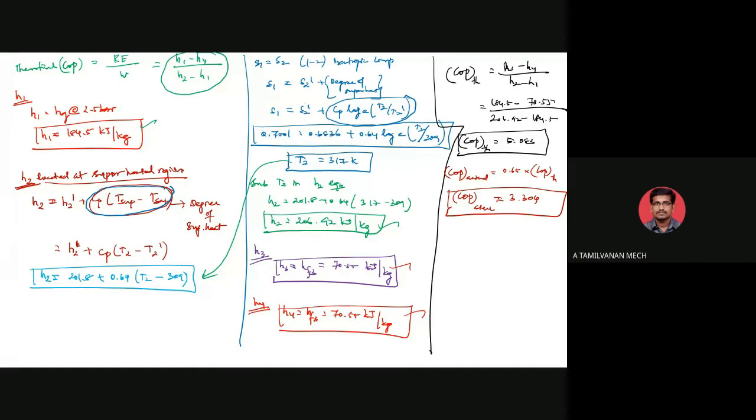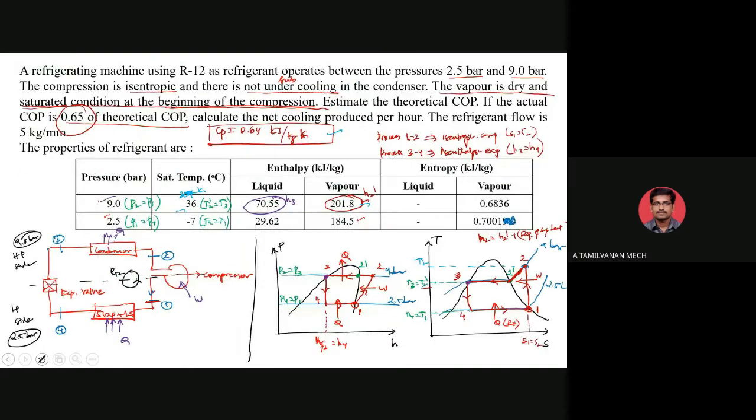Then next in the problem, after finding that, what are they going to ask? Calculate the net cooling effect produced per hour. The refrigerant flow is 5 kg per minute. Okay, listen. Then how do you calculate the net refrigeration effect?